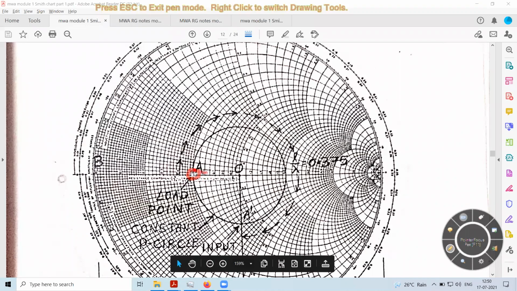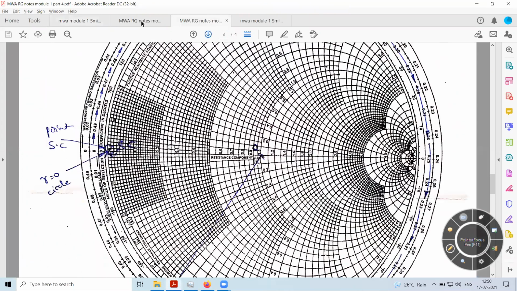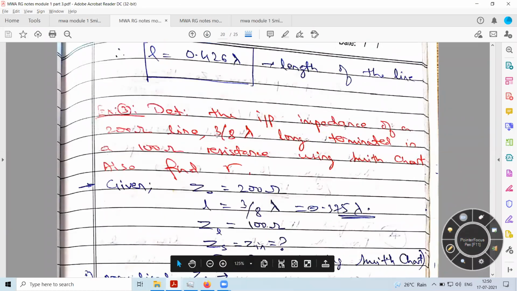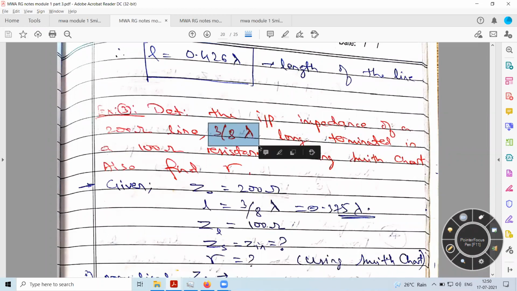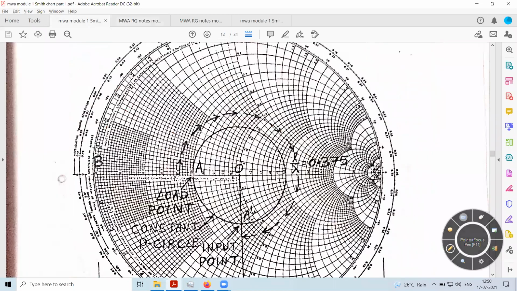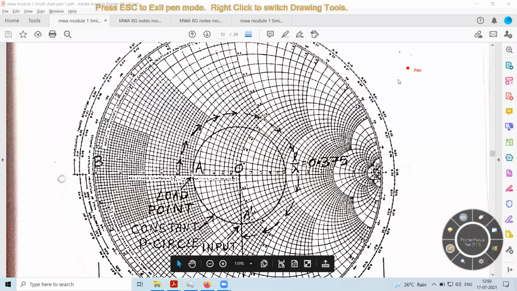So here is the value, 0.5 plus j0, which is the load point. Now after this, we need to look at what he has specified in the problem. He has specified the length, and I need to utilize this length. It is specified as 3 by 8 times lambda, which is 0.375 lambda. Whenever we are using the Smith chart, all the values are normalized components, so length is normalized by dividing it with lambda.